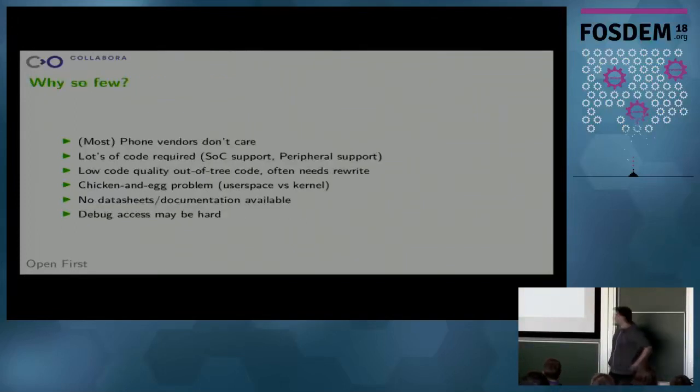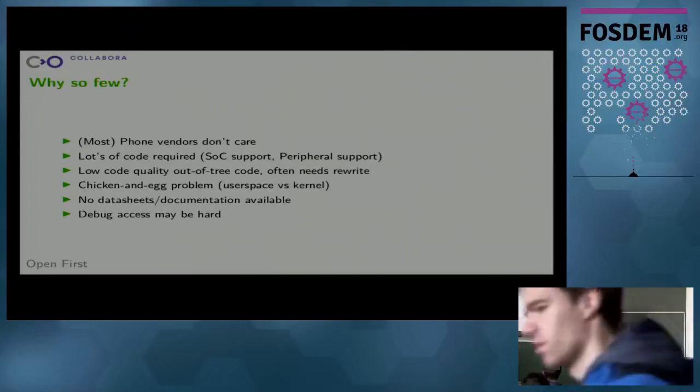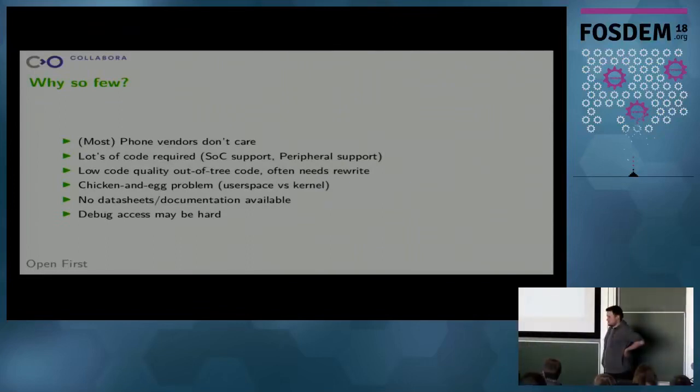So why are so few mobile phones supported? I think it's a combination of multiple reasons, but most important, the phone vendors don't care. They don't really work on mainline support, so it has to be done by the community. And there's lots of code required to get the phone working. The SOC must work, all the peripherals must be supported, and the code that one can get from the vendors, usually vendor Android trees, is really low quality. You can't get those drivers into mainline and have to rewrite them. Also, once you're done, you have the problem that you don't have any user space because nobody wrote it and nobody wants to write it because, well, there's no kernel support.